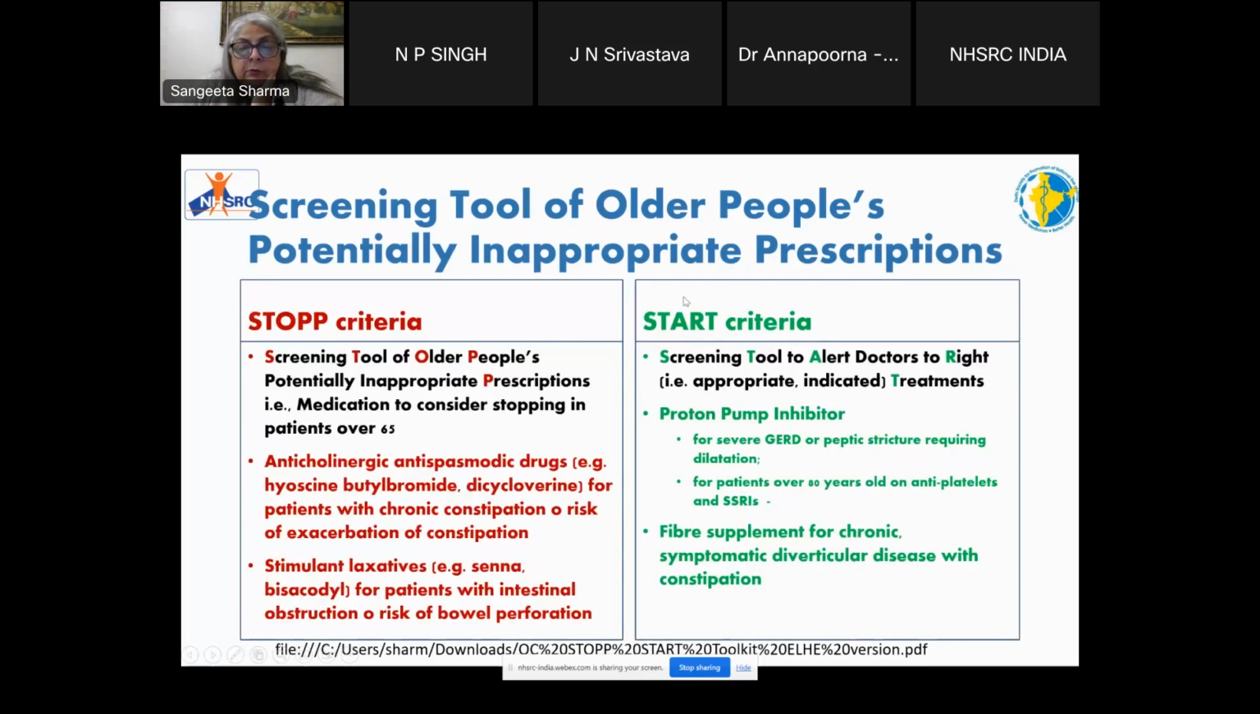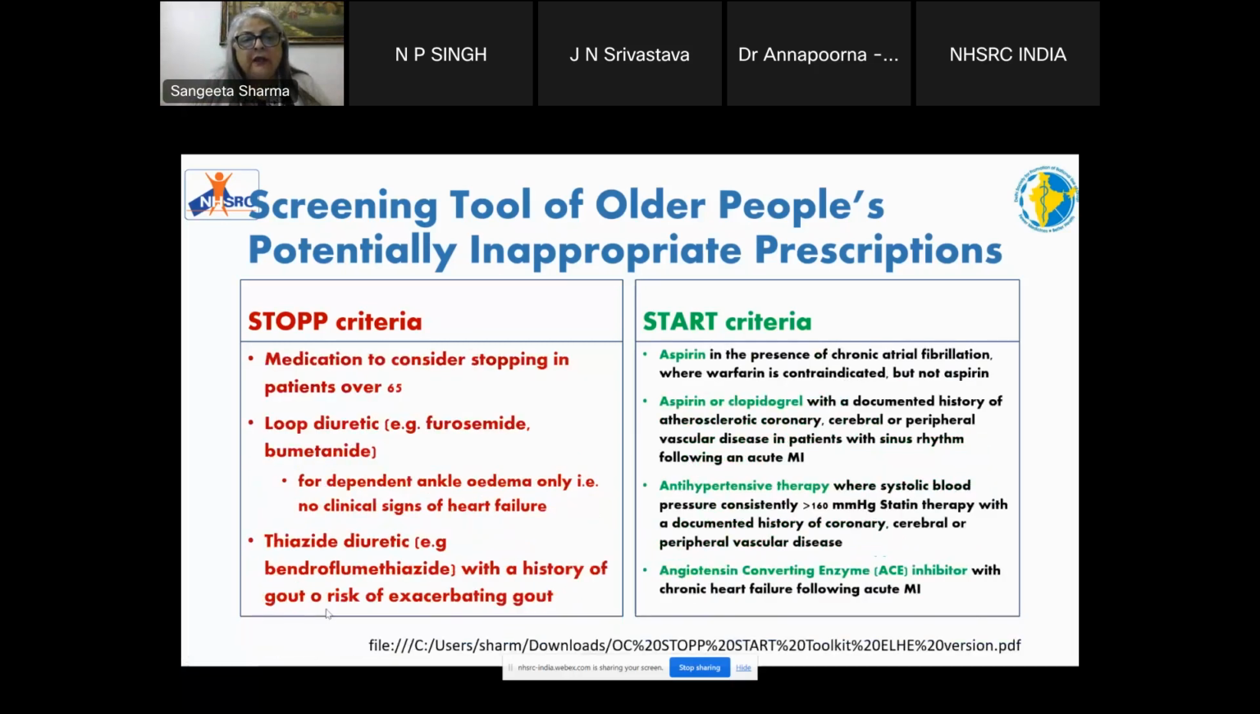So whereas there are certain indications that these patients should be put on, for example, a fiber supplement, which is better for the elderly, if you give them senna and bisacodyl, they may have intestinal obstruction. So look into this. All these tools are available on the internet, and all of us now have access to the internet. Maybe once we know what to look for, you can go and check.